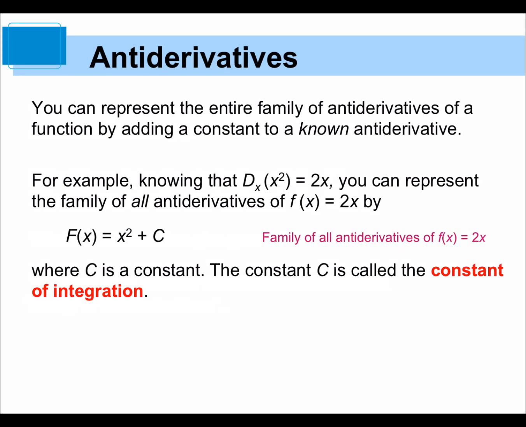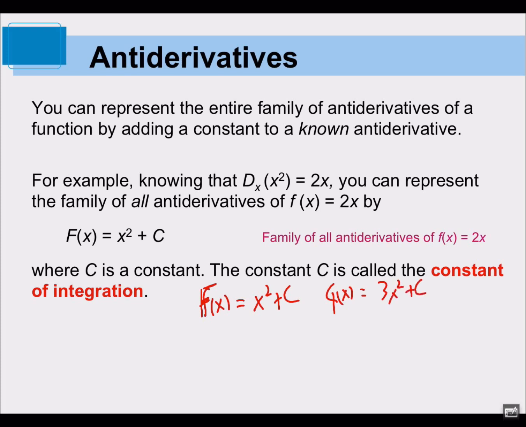It is wrong. Let's suppose I have two functions. Let's say capital F of x is x squared plus c, and we'll call capital G of x 3x squared plus c. If I add those two functions together, F of x plus G of x, I would get x squared plus 3x squared is 4x squared, and you would think you would get plus 2c, but it's actually just plus c.